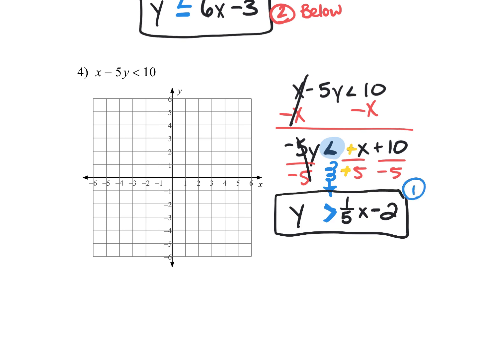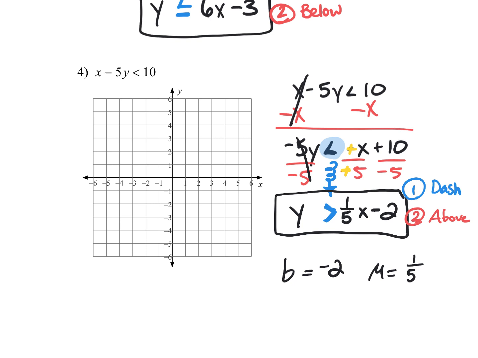Now we can decide, is it a solid or a dashed line? It is a dashed line. Is it shaded above or below? Above. Good job. Let's list out our b value and our m value. Your b value is negative 2. Your m value is 1 over 5. They are both positive, so whenever we have to flip that slope, it would be both negative.